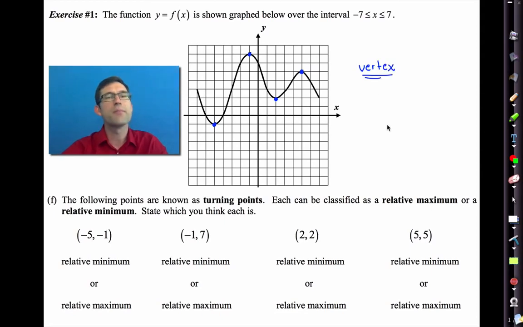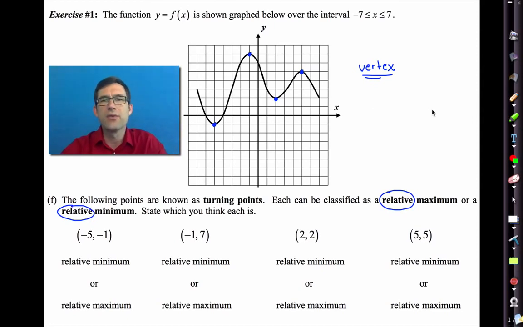They are the top and the bottom of hills, if you will. They're also known as relative maximums and relative minimums. The reason that we use the word relative is because they are sort of the highest and the lowest points, but only in a certain area.